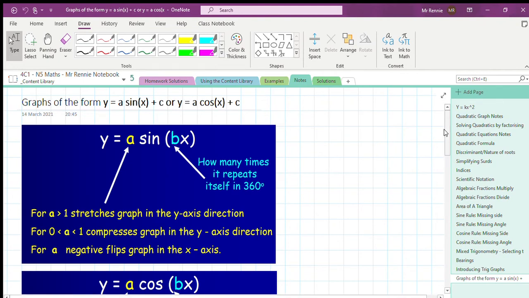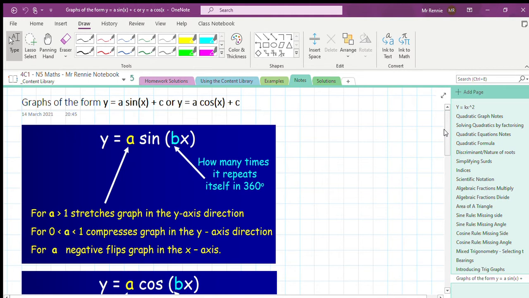Hi there, in today's video we're going to be looking at graphs of the form y equals a sin x plus c or y equals a cos x plus c. Basically, we're going to be given graphs that we know how to sketch, however there will be a number at the end of it. For example it could be plus 2, it could be minus 3, and we want to know what happens to the graphs when we have this case.